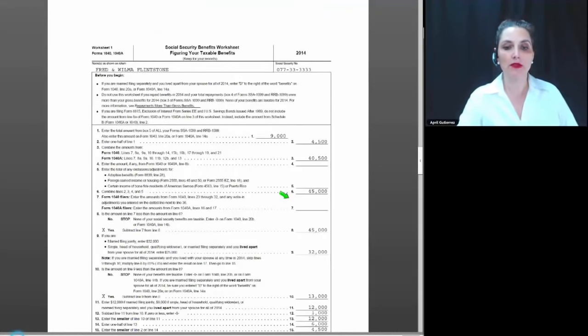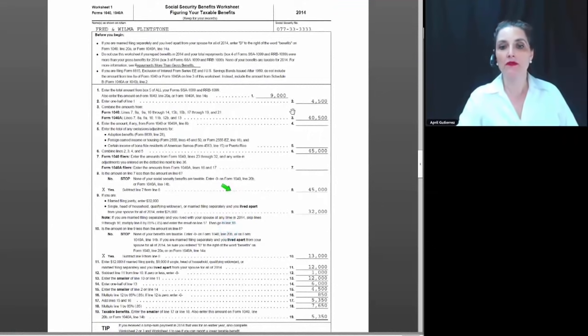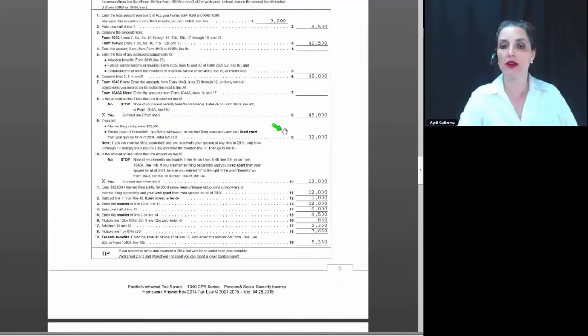So let's go back to the worksheet. And we can see that we've got that $40,500 amount, and we're going to add in the $4,500 amount. When we add those numbers up, we get $45,000. The next step is to see, where does this $45,000 figure in terms of the base amount for a married filing joint return? And the base amount, we can see for married filing joint, is $32,000. $45,000 is more than $32,000, so we're going to subtract 32 from 45, and that gives us 13. And on line 10, we enter 13,000, which is the difference between line 8 and 9.